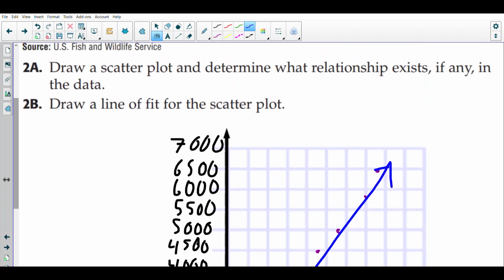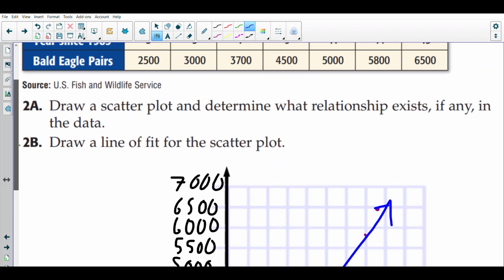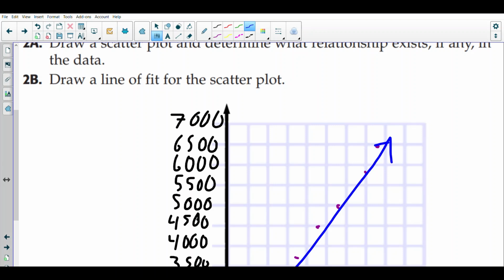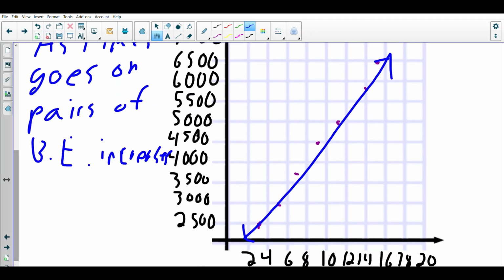It looks like there's a positive correlation: as time goes on, the number of pairs of bald eagles goes up. As time goes on, pairs of bald eagles increases. Okay, so there we go. We're looking at data and seeing how it correlates with itself.